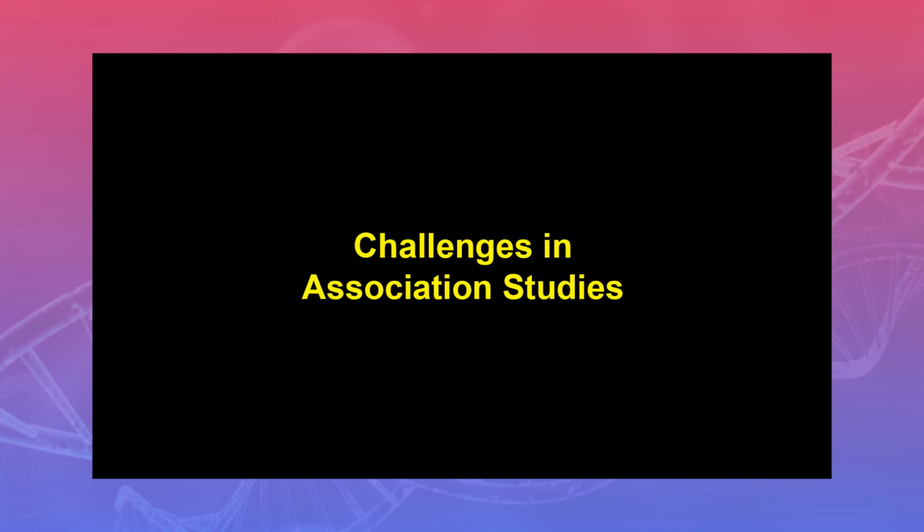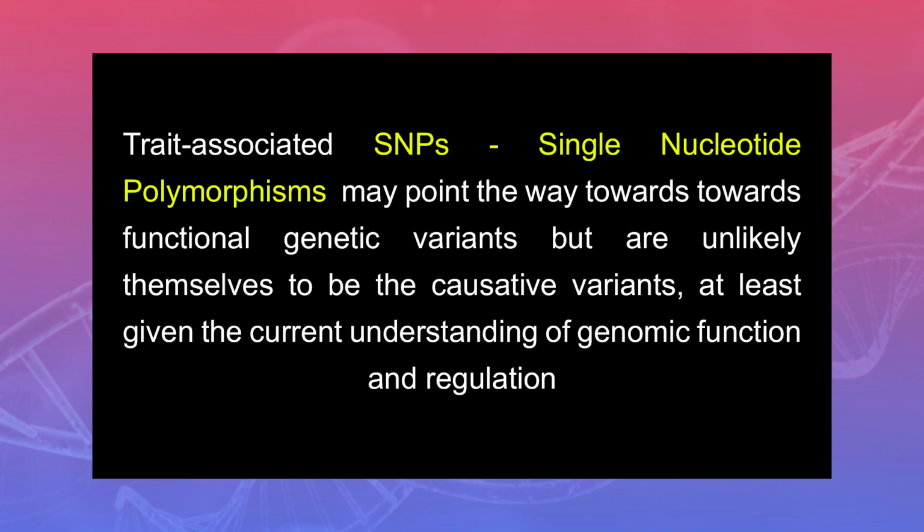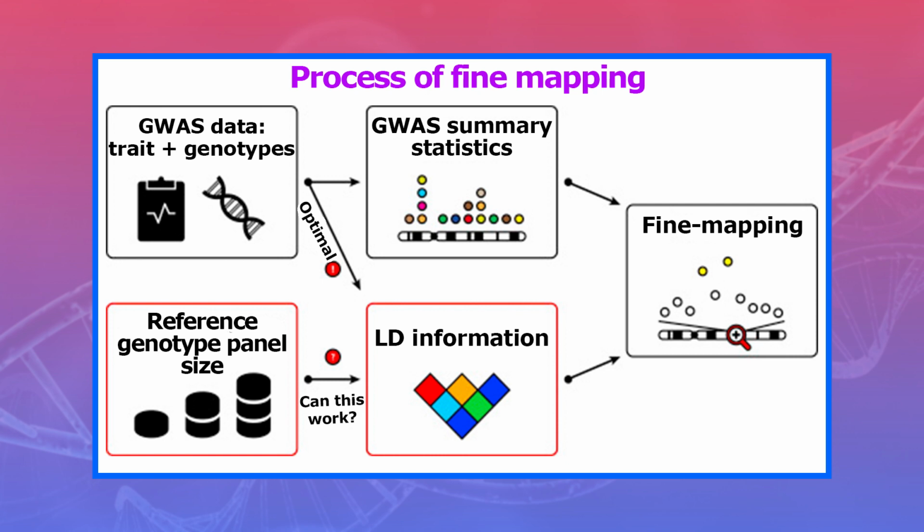Dear students, let's now discuss the challenge in association studies. Trait-associated SNPs may point the way towards functional genetic variants but are unlikely themselves to be the causative variants, at least given the current understanding of genomic function and regulation. The first step in narrowing a genome-wide association signal to a potentially causative variant is to type all the known SNPs in the haplotype block represented by the tag SNP, a process known as fine mapping. This is to determine whether one of these SNPs has a stronger association than the tag SNP or an established functional effect. Although this approach has shown promise in identifying causal variants, its yield has been limited.